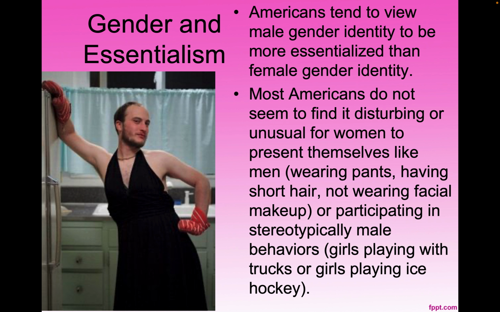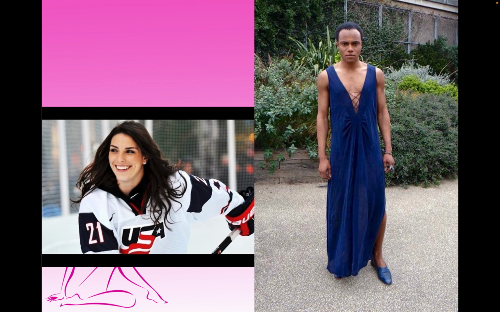Americans tend to view male gender identity to be more essentialized than female gender identity. Most Americans do not seem to find it disturbing or unusual for women to present themselves like men, wearing pants, having short hair, not wearing facial makeup, or participating in stereotypically male behaviors, girls playing with trucks or girls playing ice hockey.